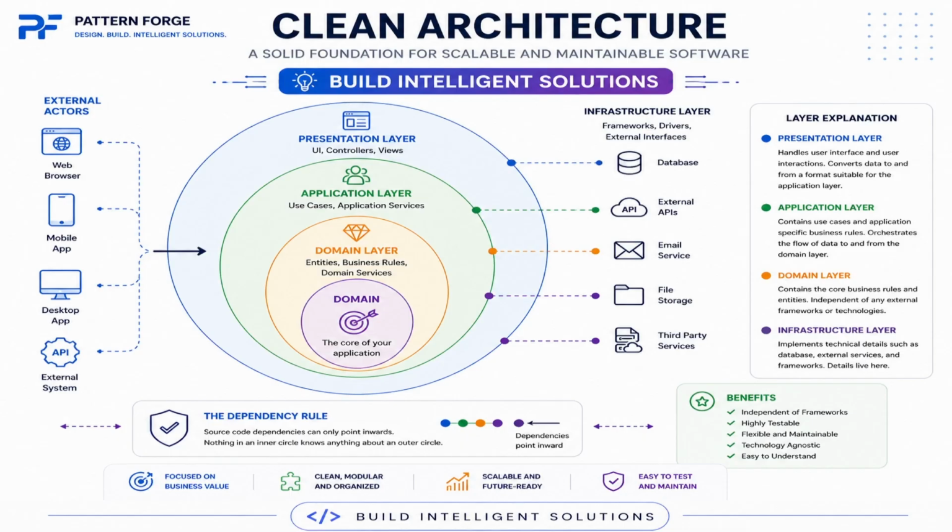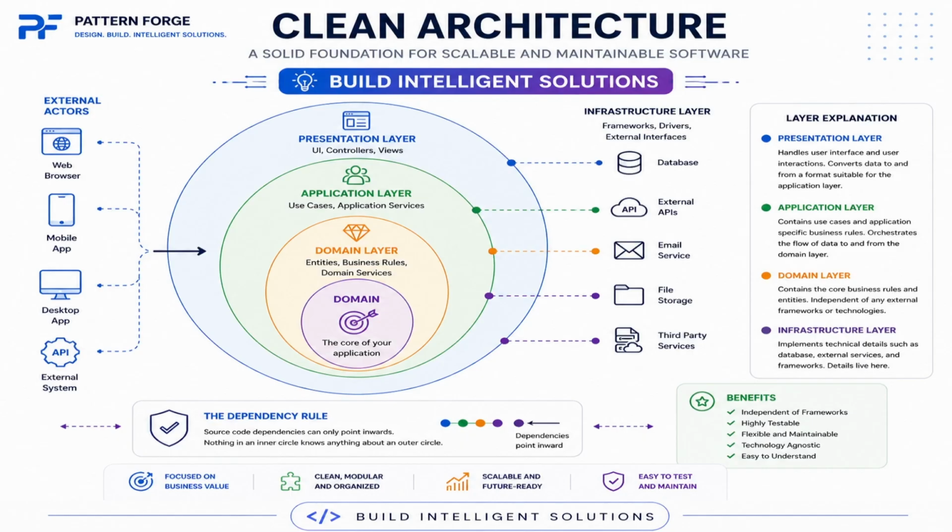Now, let's move to the infrastructure layer. This layer contains all technical implementations. For example, database access, repository implementation, external APIs, email services, file storage, or any third-party integrations. Here is the important part. The infrastructure layer depends on the application layer, not the other way around. That means if tomorrow you replace SQL Server with PostgreSQL or replace Entity Framework with Dapper, most of your application remains unchanged. Only the implementation changes, and that's one of the biggest strengths of clean architecture.